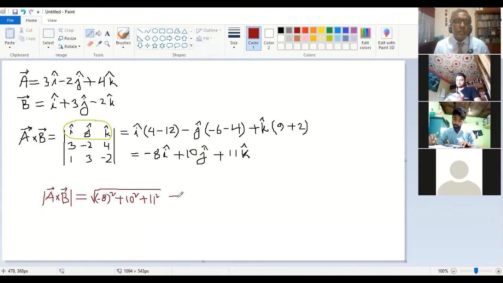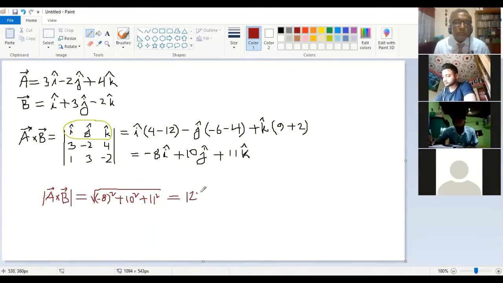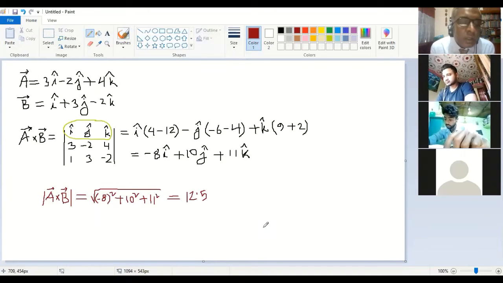So it will be something like 12.529. Say 12.5; I'm writing only one place after the point. If I write only root over 157, it will be right? Yes, it is also right. No problem. What the answer is, is not our main concern. I'm just showing how to do the calculation. So this is 12.5.